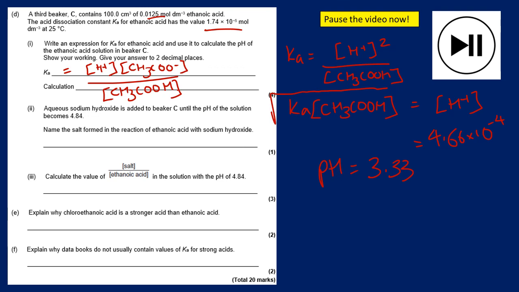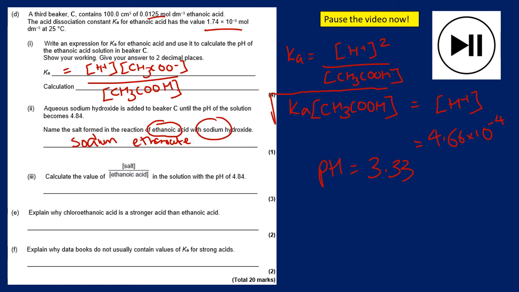Part 2. Aqueous sodium hydroxide is added to beaker C until the pH of the solution becomes 4.84. Name the salt formed when ethanoic acid reacts with sodium hydroxide. That's going to become sodium ethanoate. Simply, whatever the acid is, instead of oic, it becomes oate. So that's oate salts. And because it's sodium, it'll be sodium ethanoate.